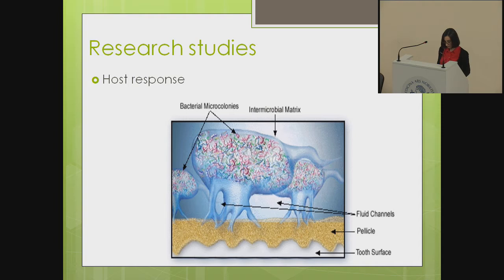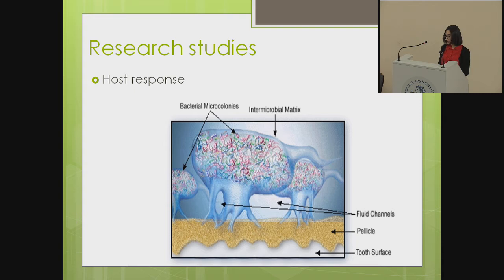Another body of research examines the effects of oral irrigation on plaque disruption, bacterial virulence, and host response indicators. Research suggests that water flossing may decrease the toxic products generated by plaque biofilm, and that a change in the host response may be made by the actual mechanism of the water flosser.